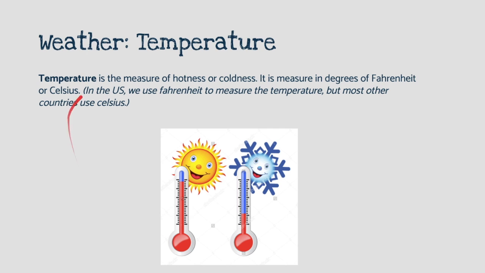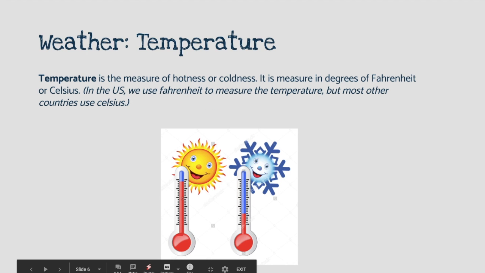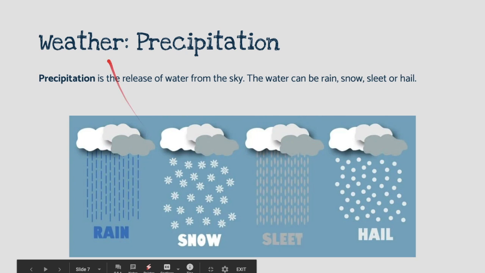So temperature. Temperature is the measure of hotness or coldness. It is a measure in degrees of Fahrenheit or Celsius. So in the US, we use Fahrenheit to measure the temperature, but most other countries actually do use Celsius. But really right now, we're only going to worry about Fahrenheit. So this would indicate a hot day. This would indicate a colder day.